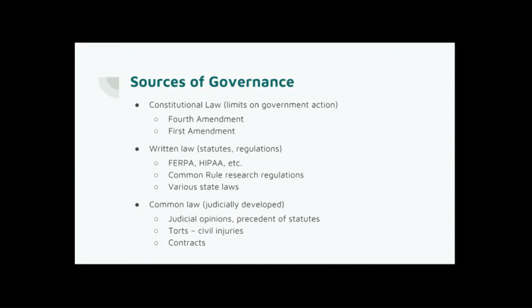Another source of governance is written law, including statutes and regulations. Examples include FERPA, which protects educational records, and HIPAA, which protects medical records. There are human subjects research protection rules called the Common Rule. There are also various state laws, notably data breach notification laws at the state level. There's also common law, so this is judicially developed law, judicial opinions ruling on the precedent of statutes. There's tort law and contract law, all of which can be used to protect privacy.